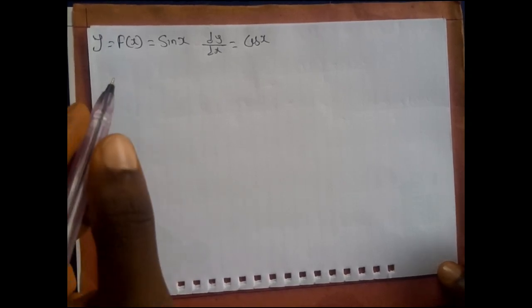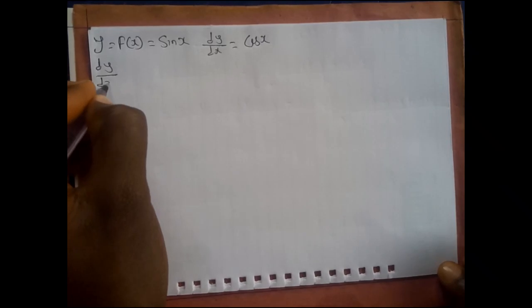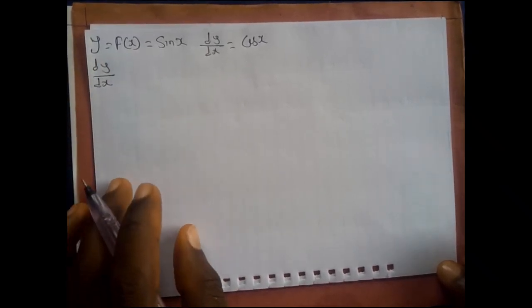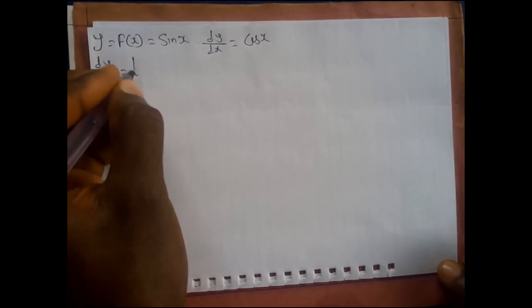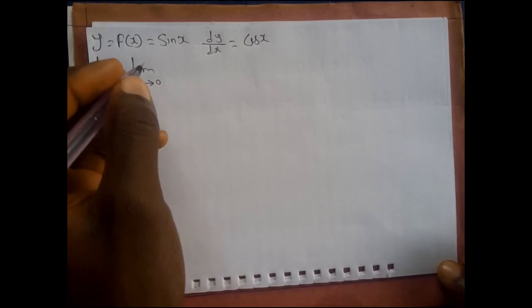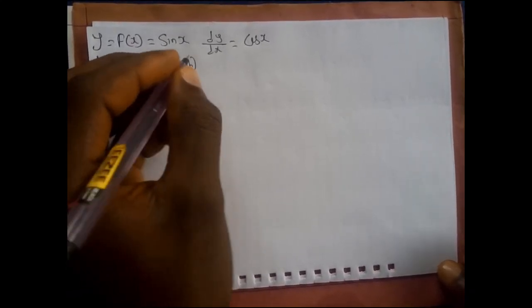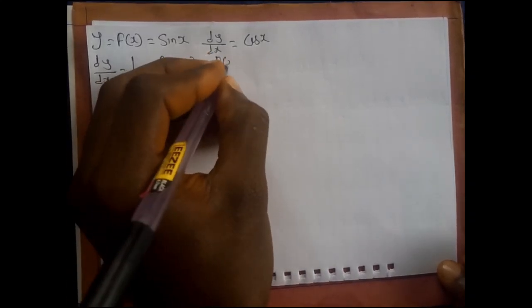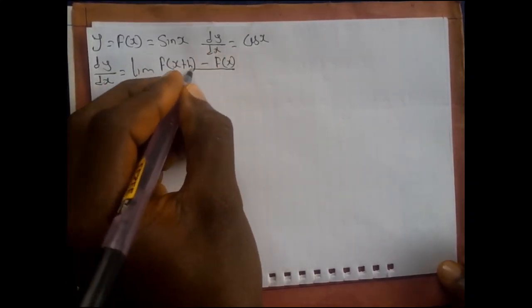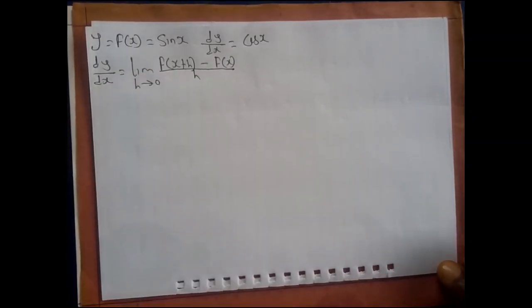So we consider using the definition of derivative, which says that dy/dx of any function f of x is equal to the limit as h approaches 0 of f of x plus h minus f of x, all divided by h. Perfect.